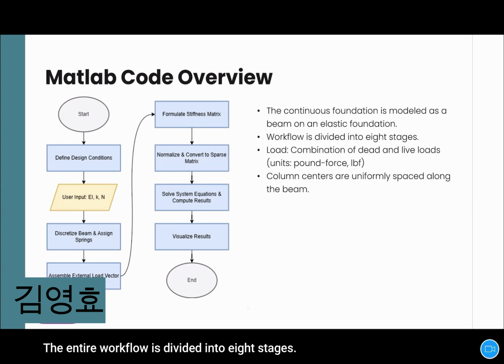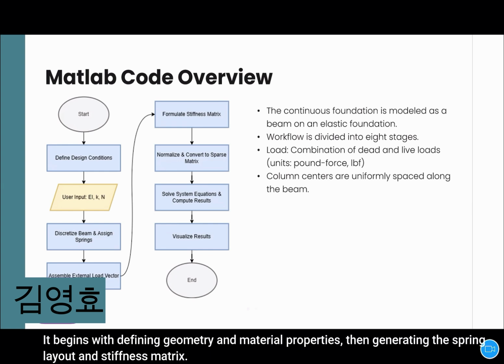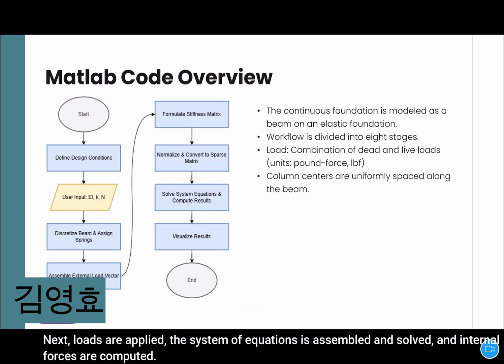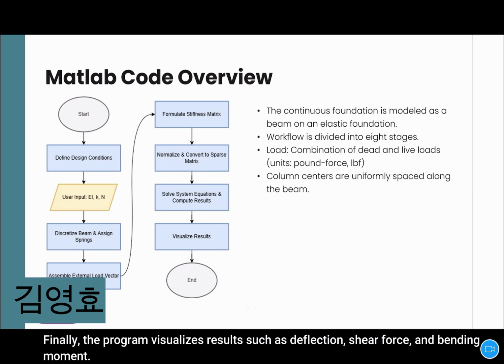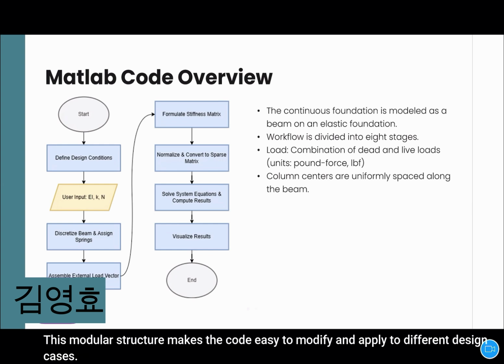The entire workflow is divided into 8 stages. It begins with defining geometry and material properties, then generating the spring layout and stiffness matrix. Next, loads are applied, the system of equations is assembled and solved, and internal forces are computed. Finally, the program visualizes results such as deflection, shear force, and bending moment. The modular structure makes the code easy to modify and apply to different design cases.